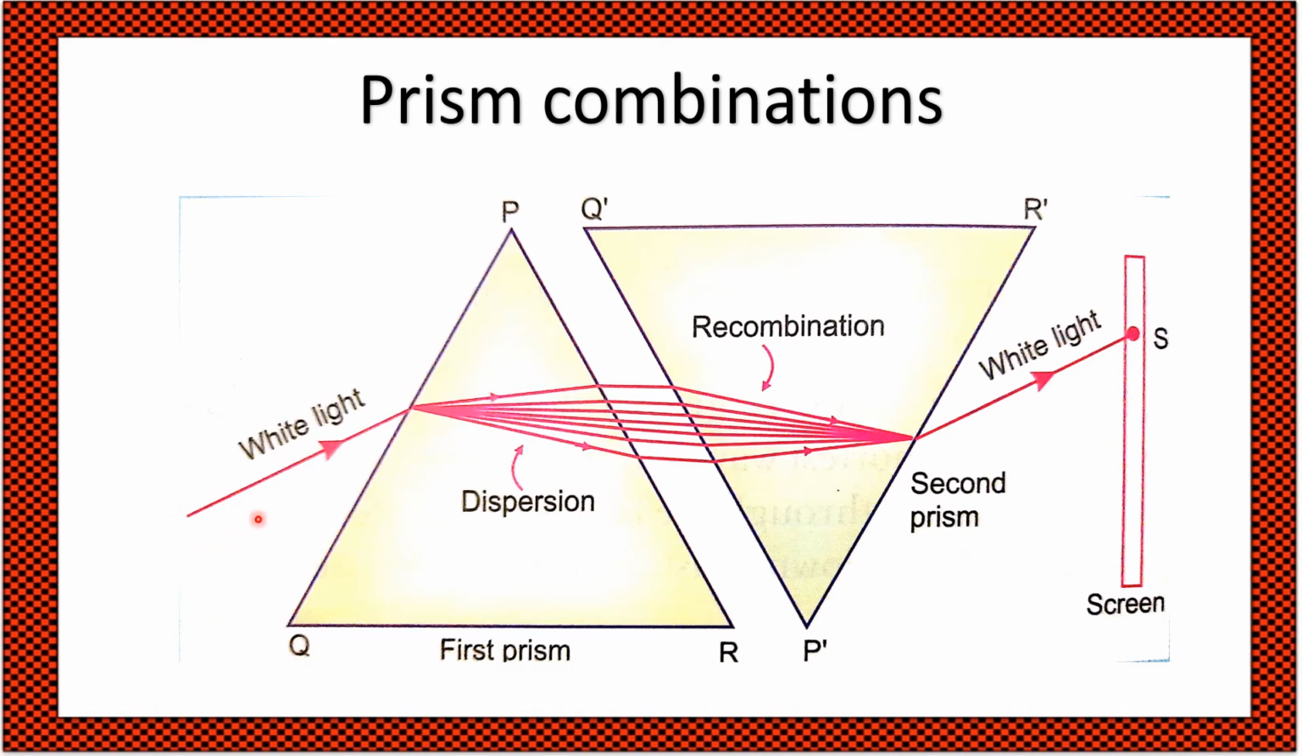Allow a narrow beam of white light to fall on the first prism. What happens? The first prism splits it up into 7 constituent colors or 7 color components. When these color components fall on the second prism, here we have taken an inverted prism, it recombines them into white light, which is obtained on the screen. So white light is obtained. From this, we can conclude that we can recombine these 7 colors to obtain white light.